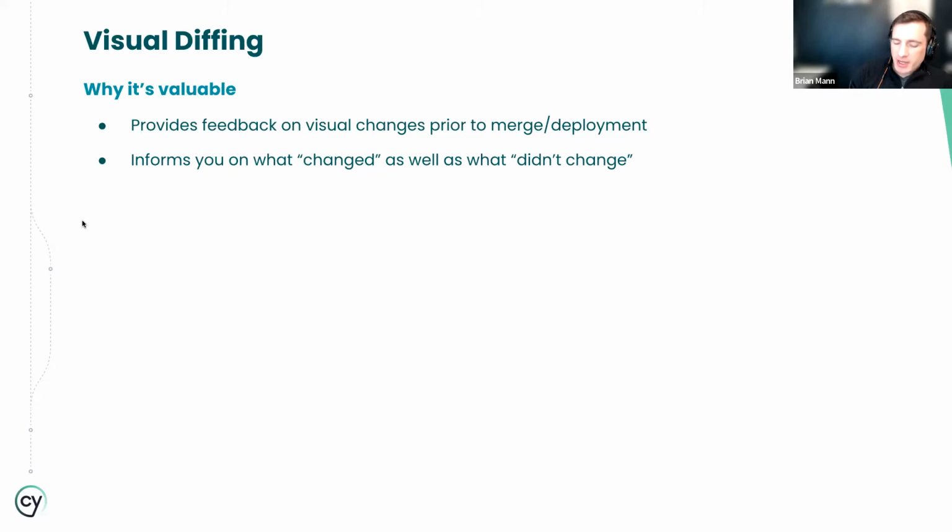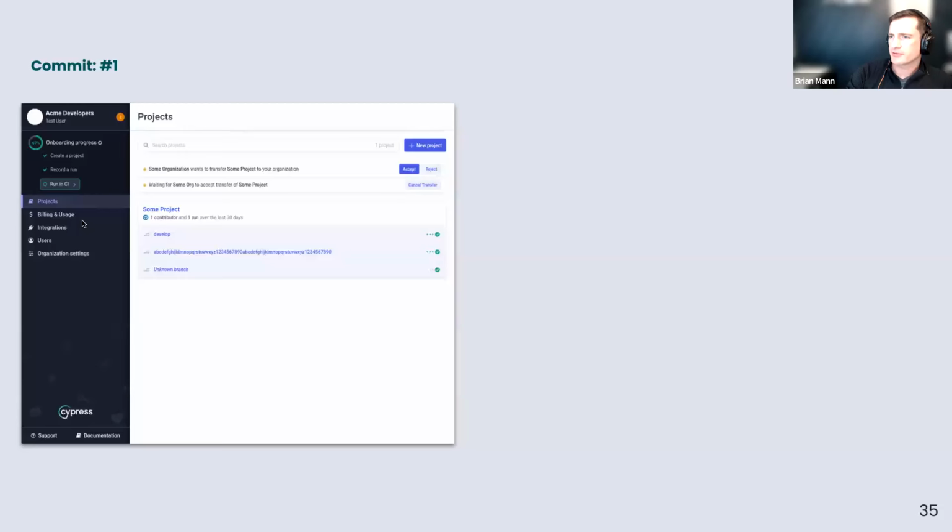I would say the second benefit of visual diffing is that it's not just about knowing what did change. If you have a system that is measuring all the visual changes, you also get a lot of value by knowing what didn't change, which means that you're safe. It's effectively being able to prove against a false negative.